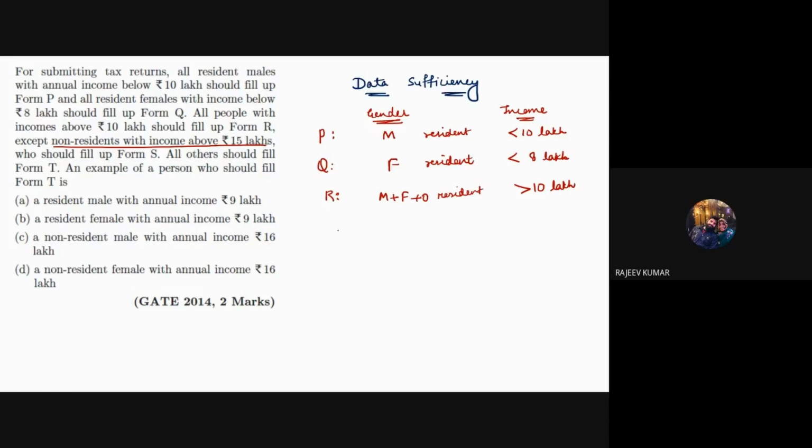and S is for male plus female plus others non-residents greater than 15 lakh. So this is for both resident plus non-resident. All others should fill form T. So T is the rest of all, okay, for everyone. So this is what we have actually got out of here.